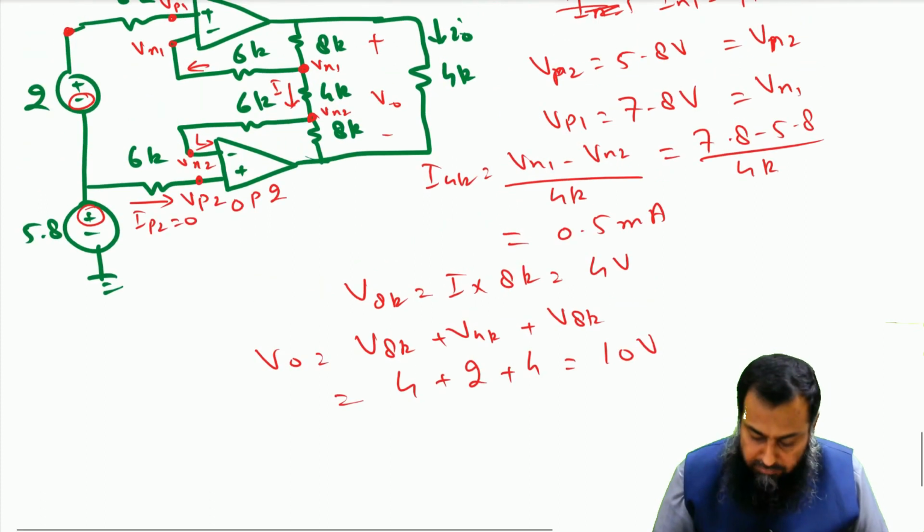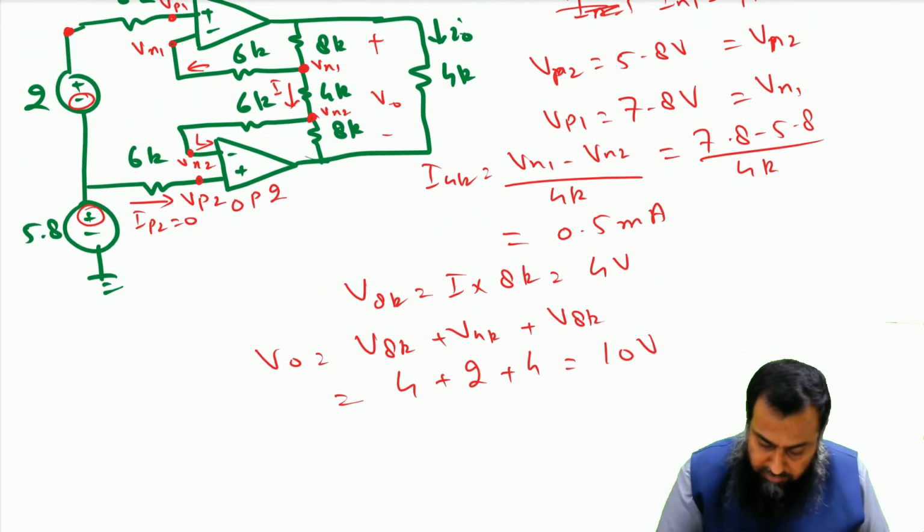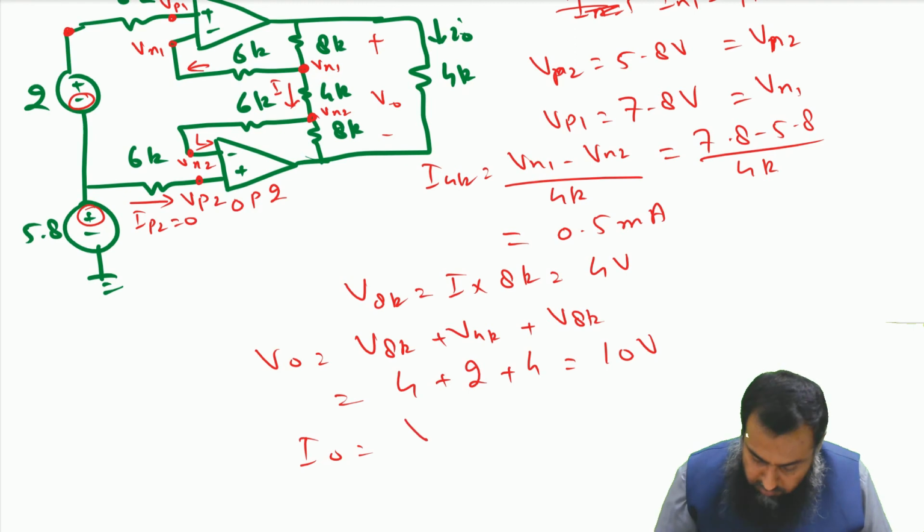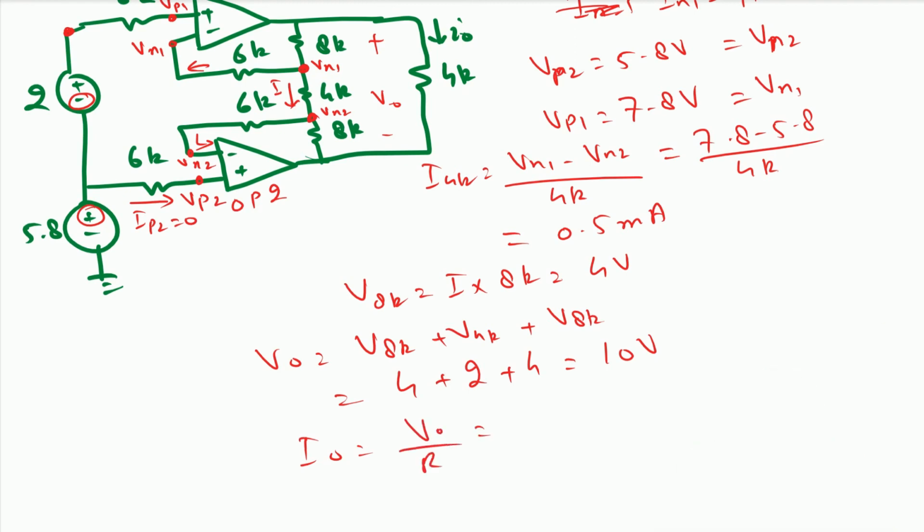So now that I have computed this V naught available here, then I naught is equal to V naught over R, and that is equal to 10 divided by 4 kilo ohm resistance, and this gives me 2.5 milliampere, and this is the answer for this particular circuit.